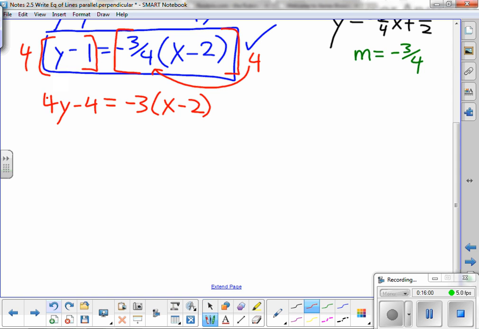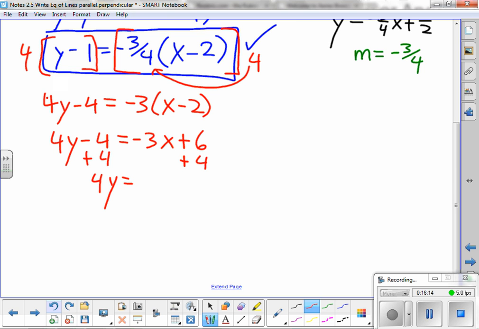Here we go. Keep going. And this is going to be 4y minus 4 equals negative 3x plus 6. Add 4. So you're going to get 4y equals negative 3x plus 10. Divide both sides by 4.